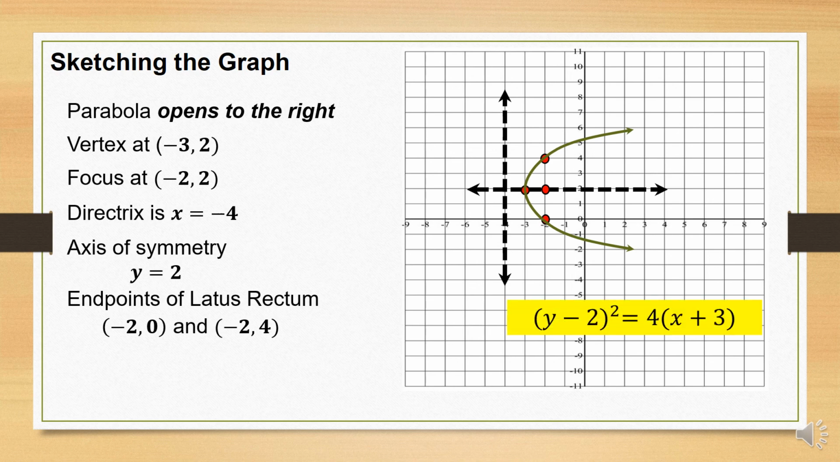Then the length of, before that, the equation of the graph. Again, this is now the graph of the quantity y minus 2 squared is equal to 4 times x plus 3. Then the length of latus rectum is 4 units.